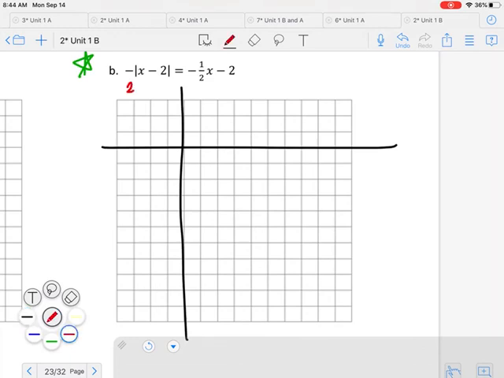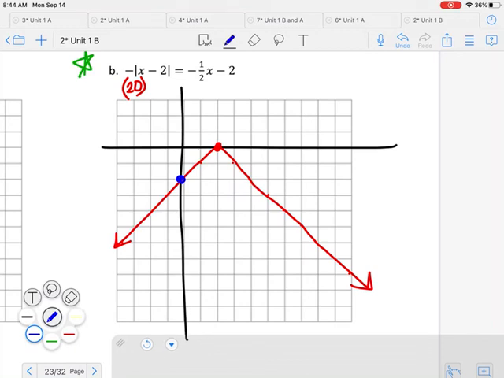The vertex would be 2, 0, opposite sign, over 2, up 0. And this is a downward-pointing absolute value where the legs are 1s. The slope is 1 over 1 on each side. There we go. Other side, negative 1/2 x minus 2, it's crossing through minus 2, and our slope is negative. Down 1 over 2, down 1 over 2, down 1 over 2. And I keep going until it crosses.